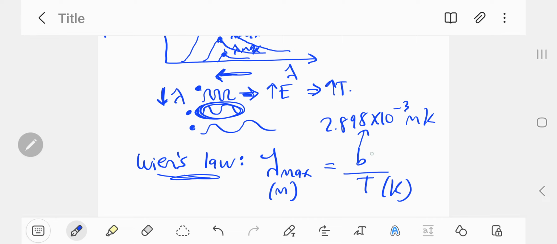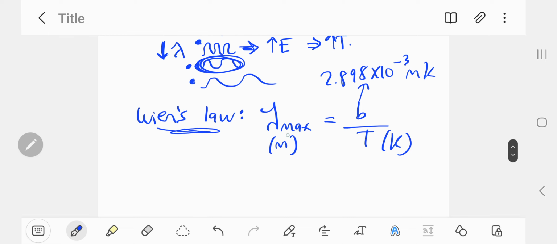If you rearrange this formula, b is equal to lambda sub max times T, you get meter Kelvin. And this is on the HSC formula sheet, Wien's law and the Wien's displacement constant. Lambda sub max is the wavelength where the emitted light intensity is the greatest, as I mentioned before. And T is what's known as the absolute temperature of the body's surface. Absolute meaning the real temperature.